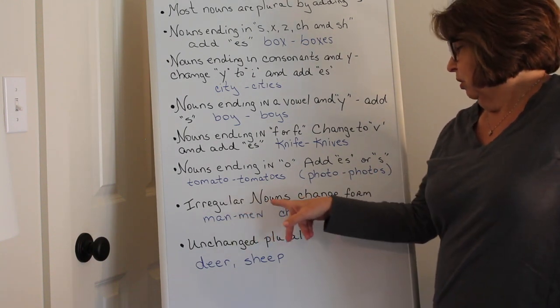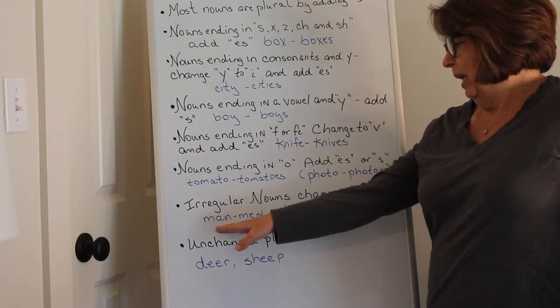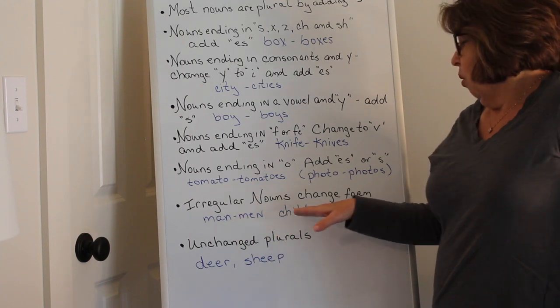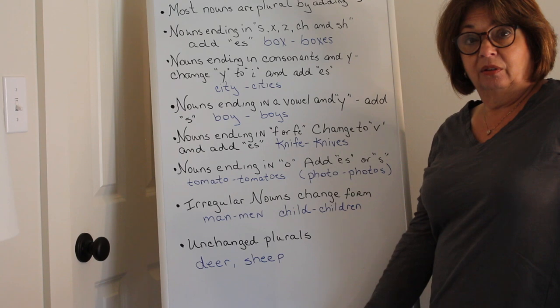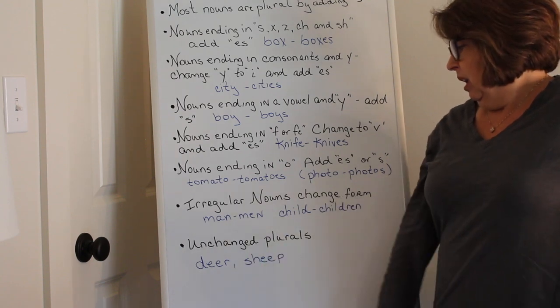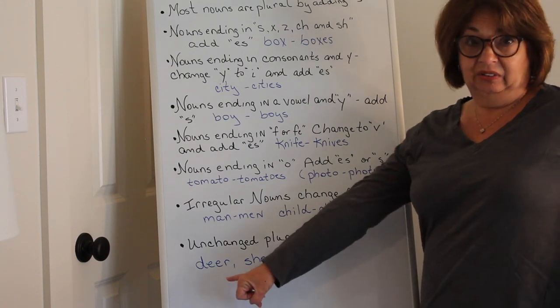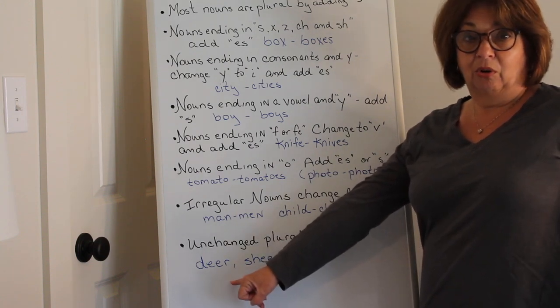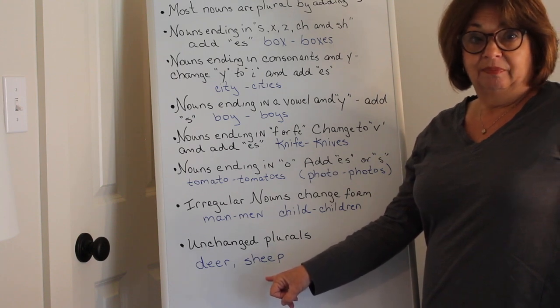Then we have some irregular nouns where the word completely changes form, like man becomes men, or child becomes children, tooth becomes teeth. And finally, some words are unchanged completely. For example, deer is singular, but deer is also plural. Sheep is singular, and sheep is also plural.